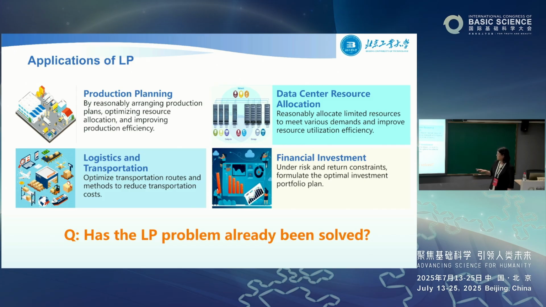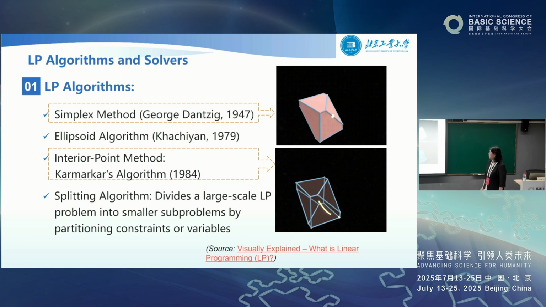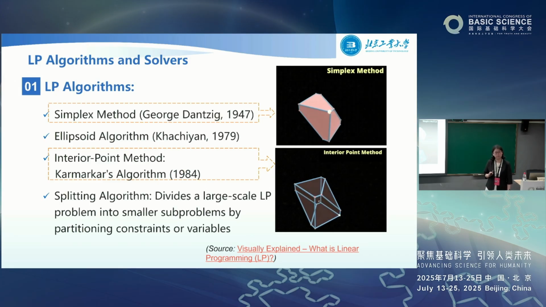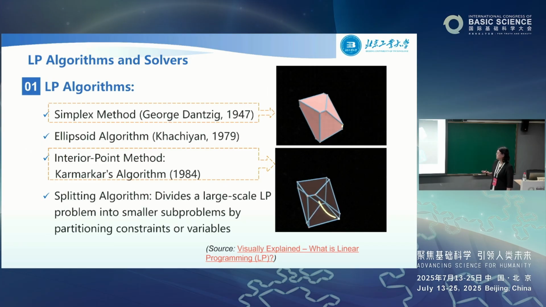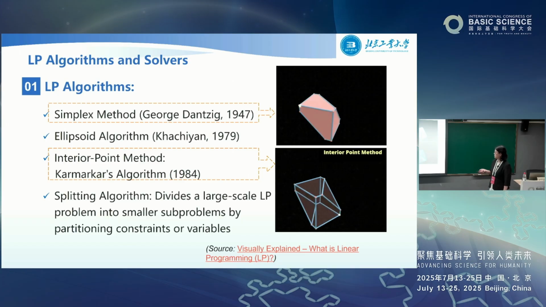So the question is, has the LP problem already been solved? We know LP is a classic optimization problem. In 1947, George Dantzig introduced the simplex method. In 1979, Khachiyan introduced the ellipsoid algorithm for solving LP in polynomial time. Particularly, in 1984, Karmarkar's interior point method opened a new era for solving large-scale LP problems. And nowadays, splitting algorithms are also applied to divide a large-scale LP problem into small subproblems by partitioning constraints or variables.